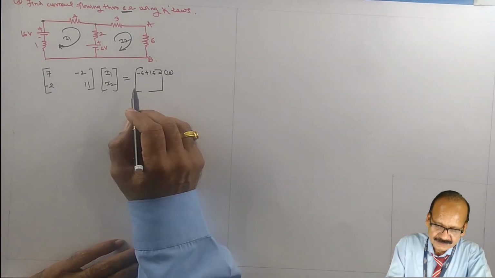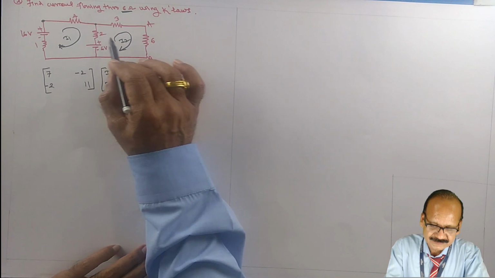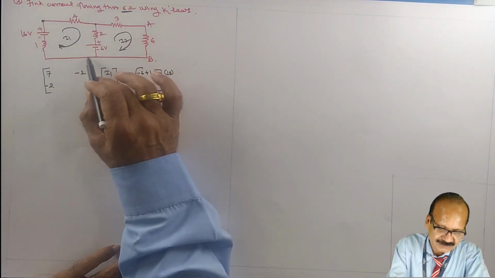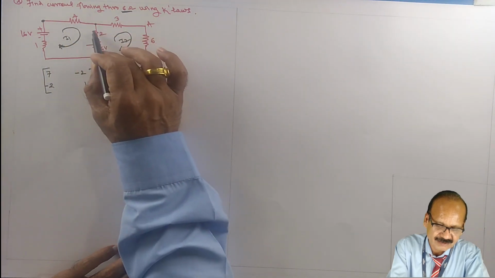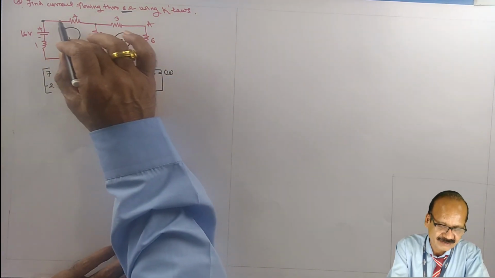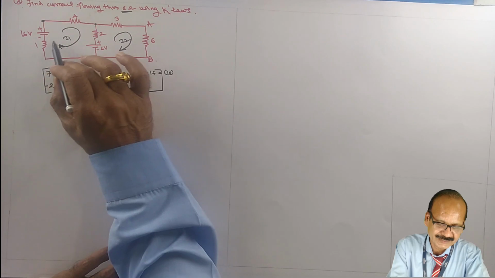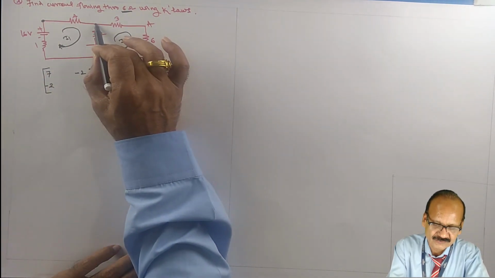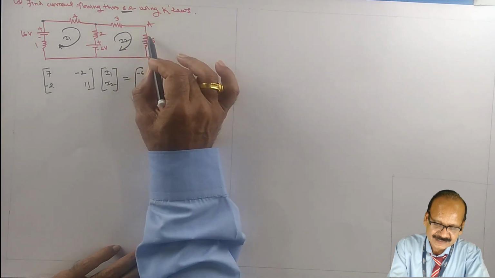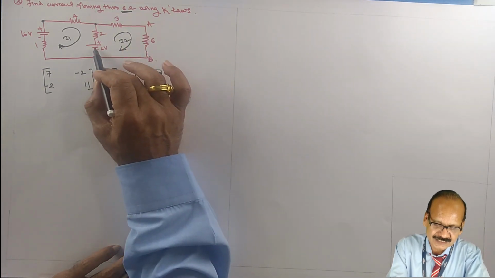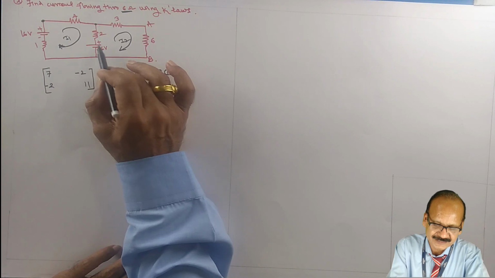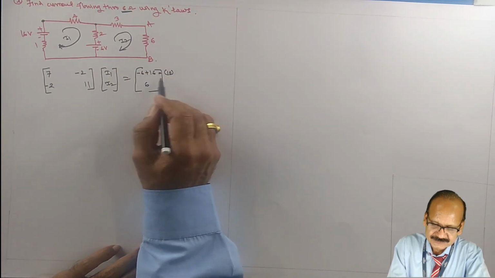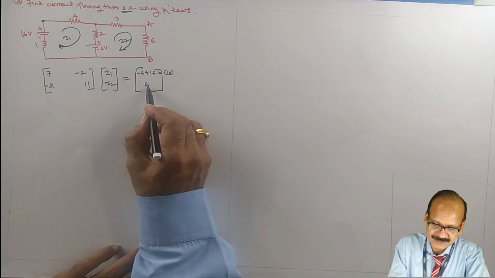Then what about the second loop? We have to consider all the batteries, all the energy sources encountered while traveling along the closed path, and that's why I have selected this kind of numerical. For the second loop, let's start from here. Here it is observed that the current I2 is entering the negative terminal of the battery, and therefore it is plus sign, so it is +6.